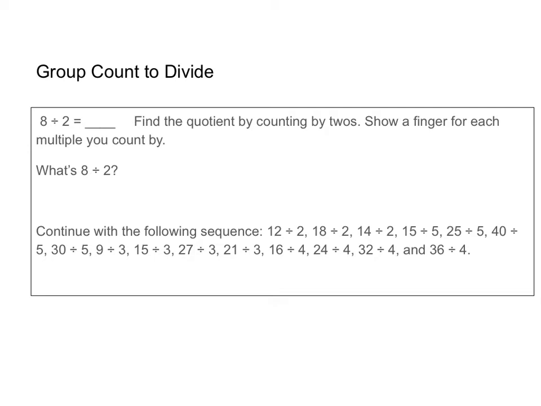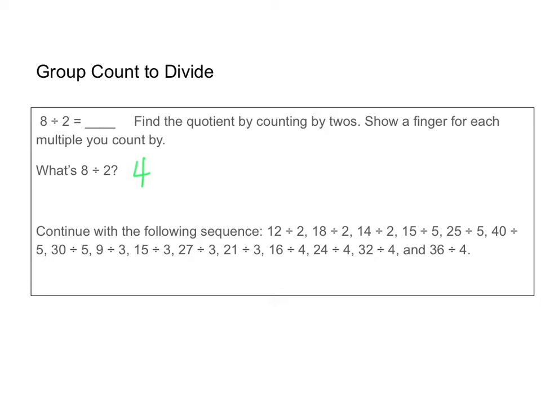So what we're going to do is you're going to use your fingers just like you would have in school. We're going to do 8 divided by 2. So we're going to find that quotient, a quotient being the answer to a division problem, by counting up to 8 by 2's. So we would count 2, 4, 6, 8. And then you would look and say, oh, I've got 4 fingers there. So what's 8 divided by 2? That's 4.